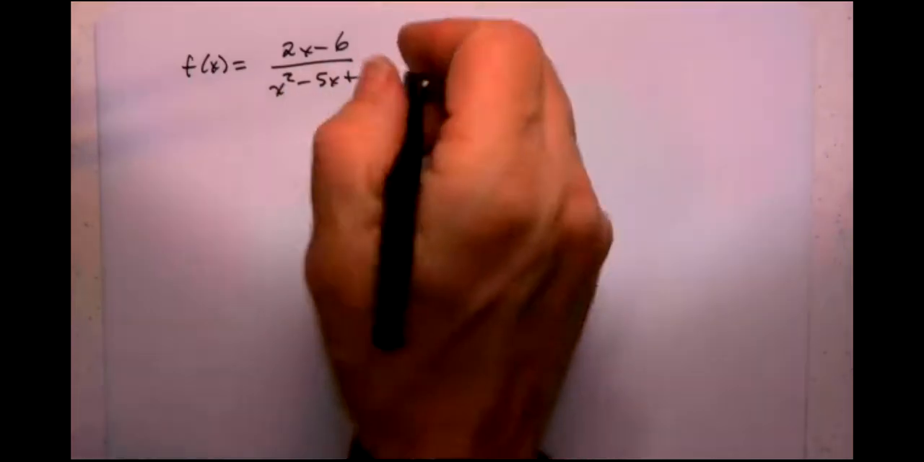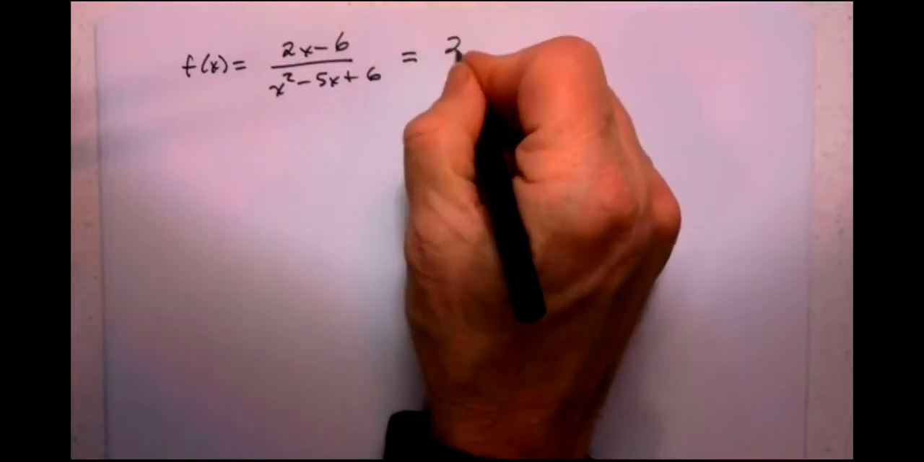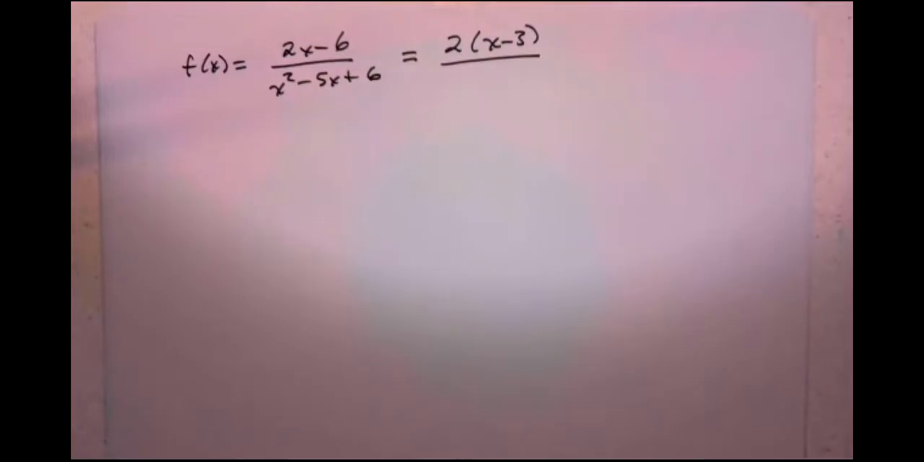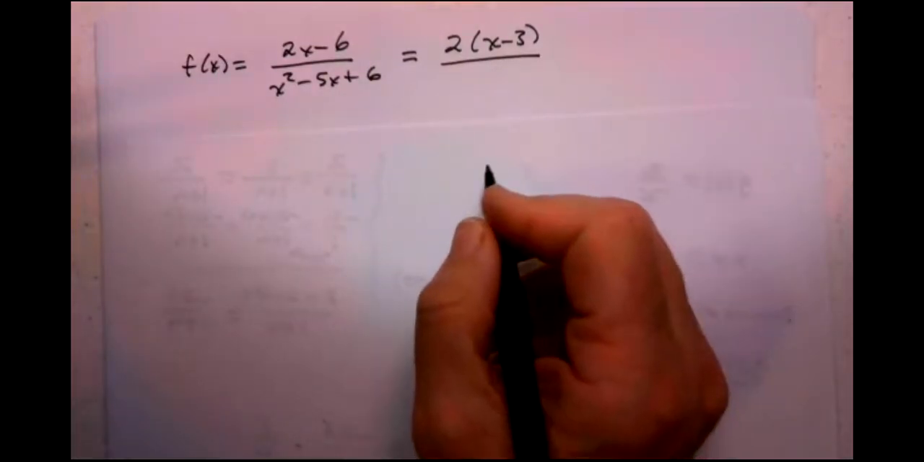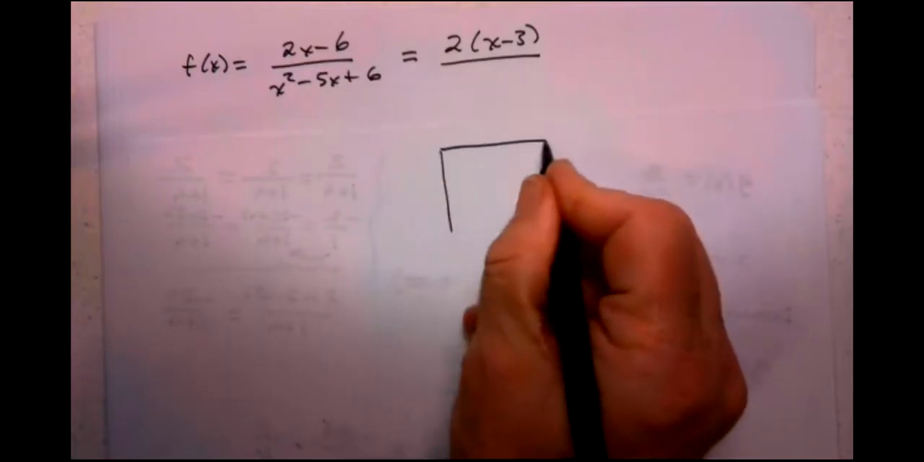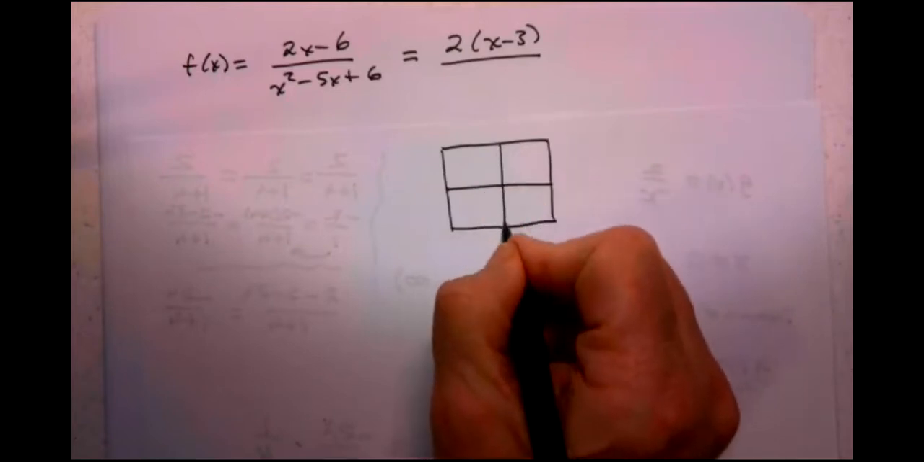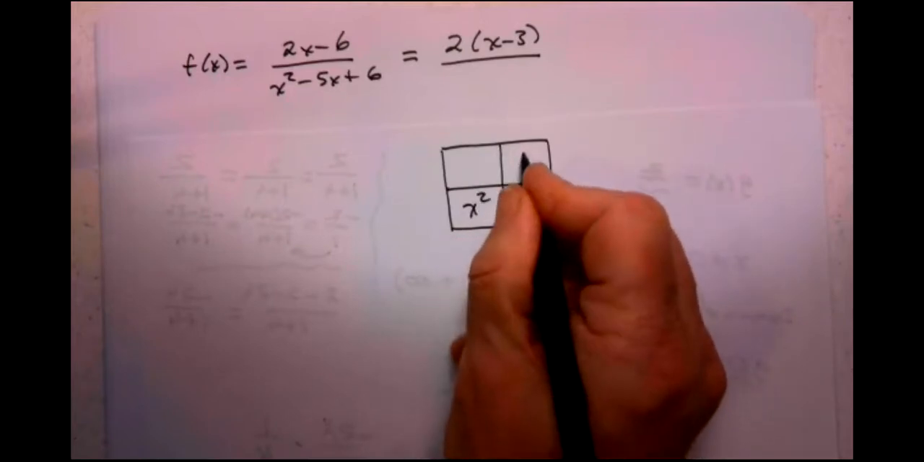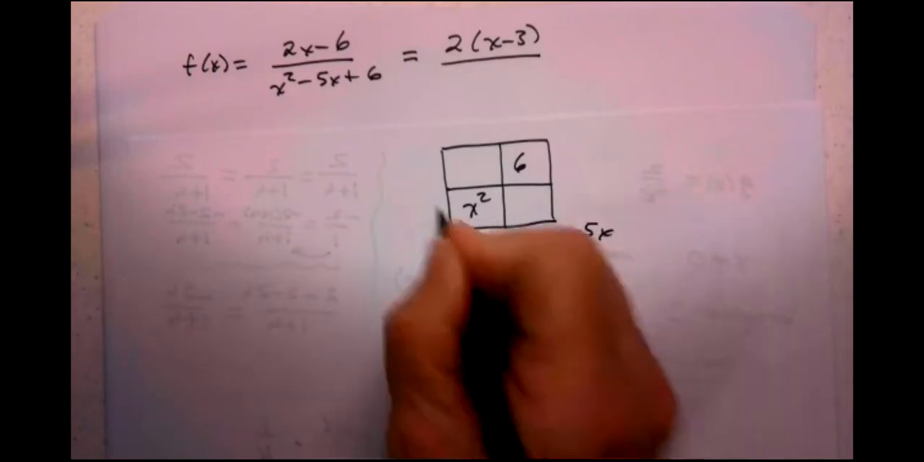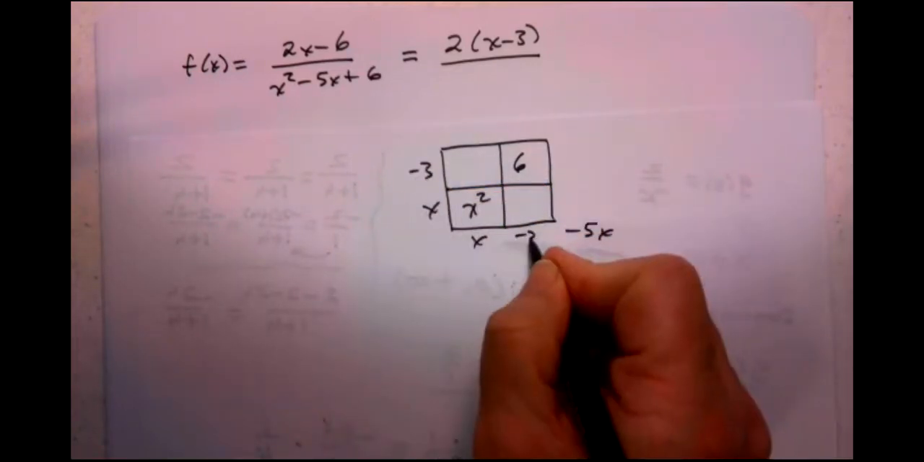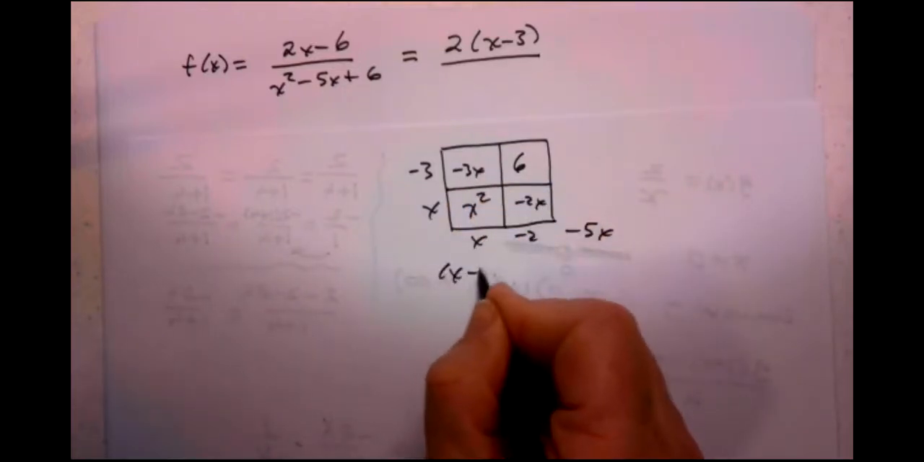But to do some analysis here, I should factor. In the top, I can factor out a 2. I have 2 times x minus 3. On the bottom, what do I get? Well, I have x squared minus 5x plus 6. I like to factor this way. x squared is here, 6 is here, minus 5x. x times x, minus 3 times minus 2, minus 3x minus 2x. So I get x minus 3 times x minus 2.